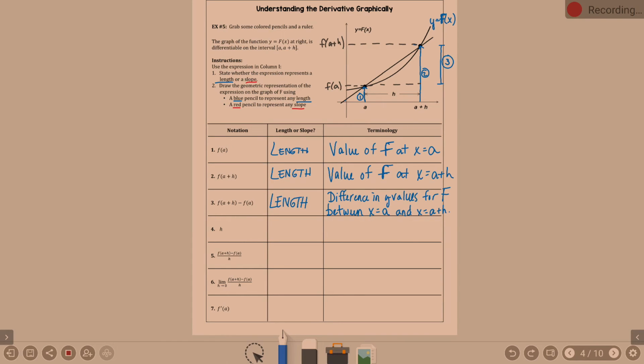Think about the next one when you're ready. Where is h? Oh, it's marked, right in front of your face. Right in front of my face. That is also one. Okay. Right here we have the distance from here to here, yes? So that is h. That is another length.